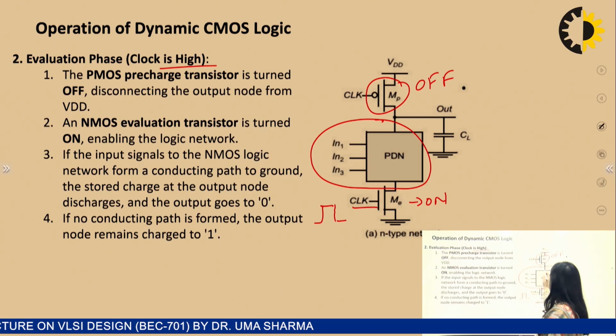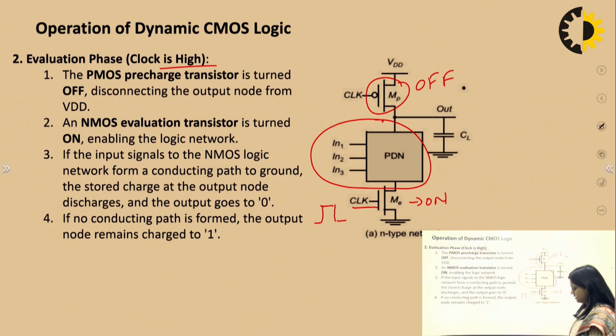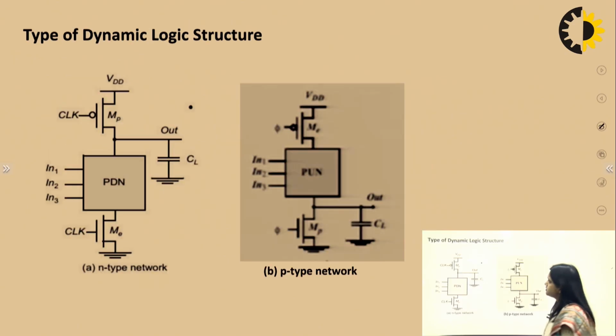In case of the structure of the PDN, if there is no direct path between the output and the evaluation transistor, that means the output remains at logic high level. So this is how we can evaluate the output node. Depending on the PDN, the output will be 1 or 0. So this is the operation of the dynamic logic structure.